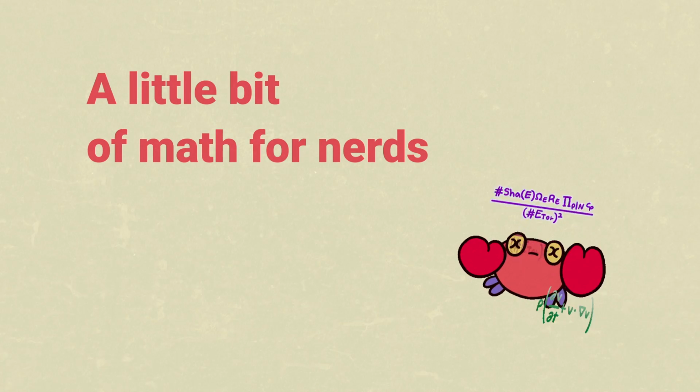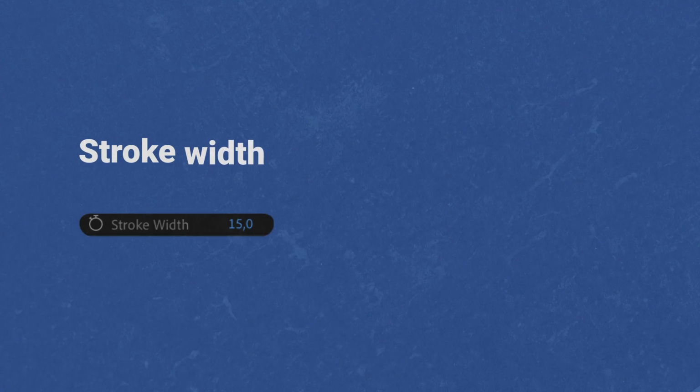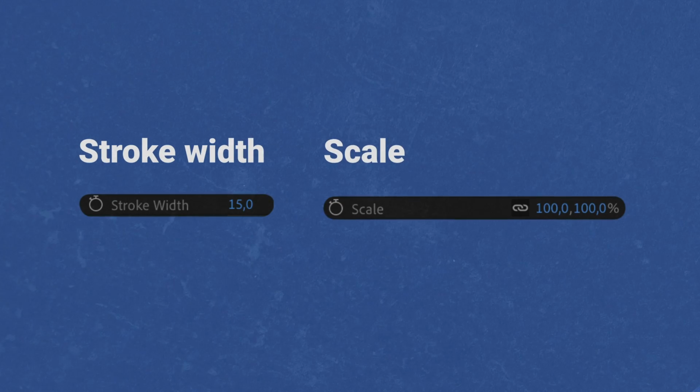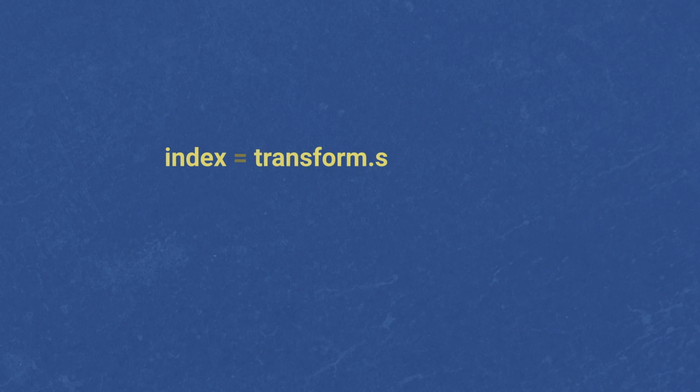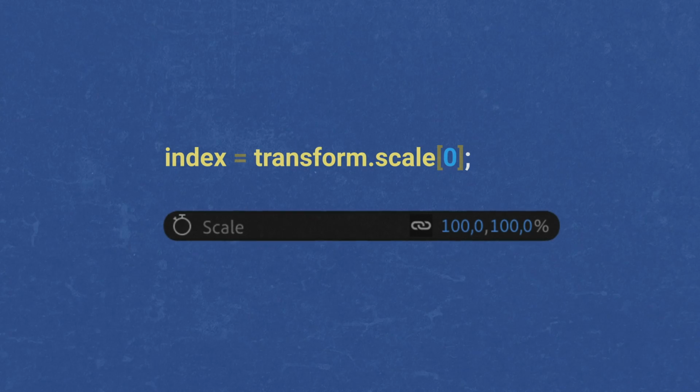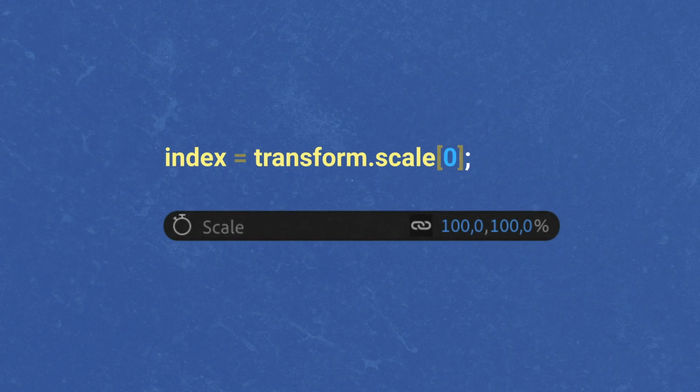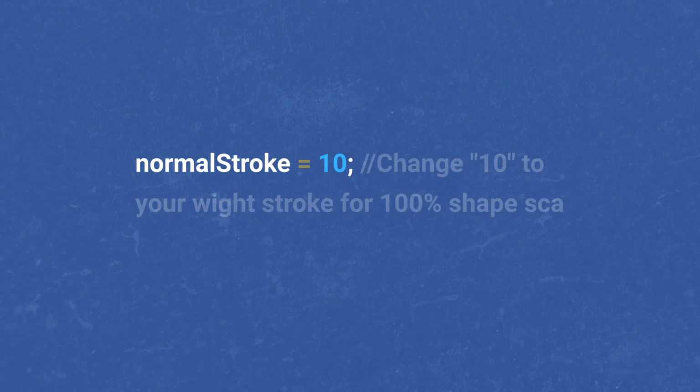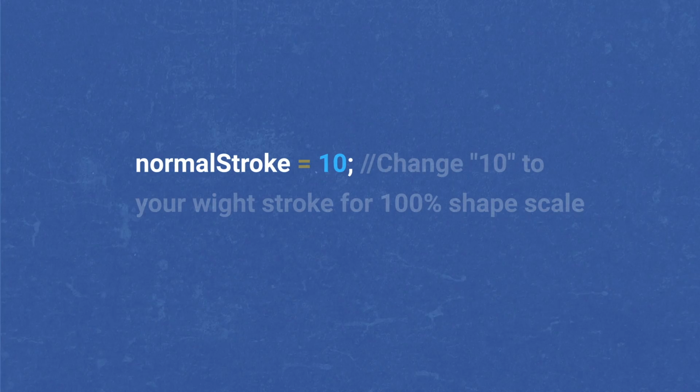A little bit of math for nerds. The script is itself a formula in which we create a dependence of the stroke width from the shape scaling coefficient. First of all, we make a variable called index. It's similar to the shape scale horizontal parameter. Next, we create a variable with the wanted stroke called normalStroke. And now we derive a formula.